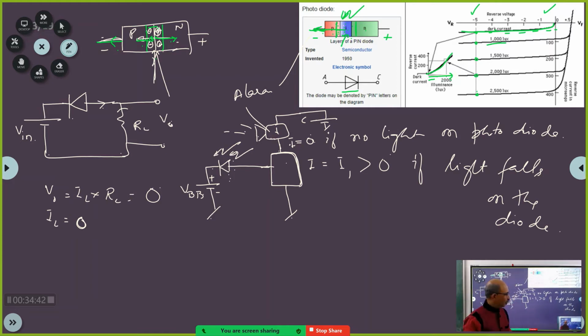So there are many devices like this. You can use a photodiode like this, and in many of the toilets, you keep your hand down then water will come, take your hand off, water will come. They might have used a photodiode there. I hope I made this clear. Yes, sir. Good.